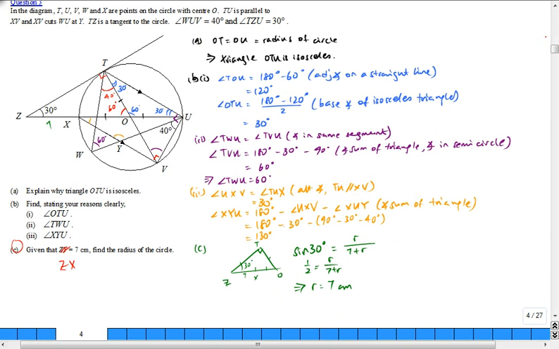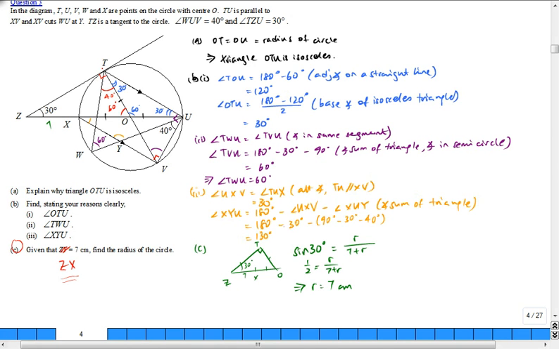Okay, I checked with the teacher who prepared this. There was a typo inside. So this should have been given that ZX is equal to 7. So please change it first. Okay, so ZX is 7 centimeters. Find the radius of the circle. So I chose to look at this green triangle. Okay, ZOT.